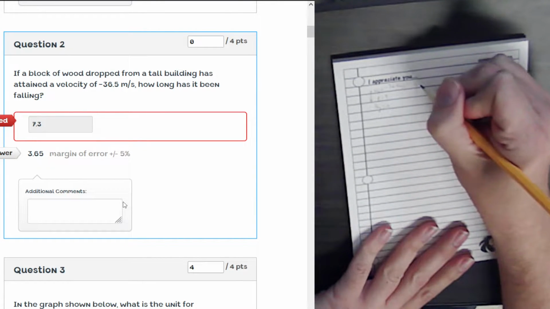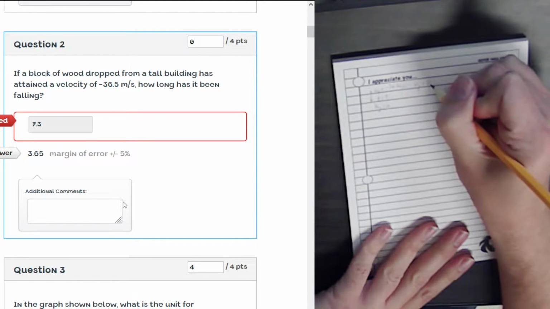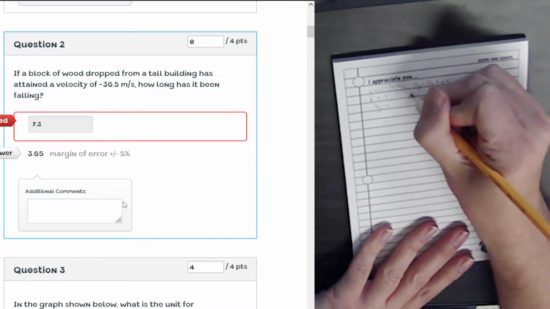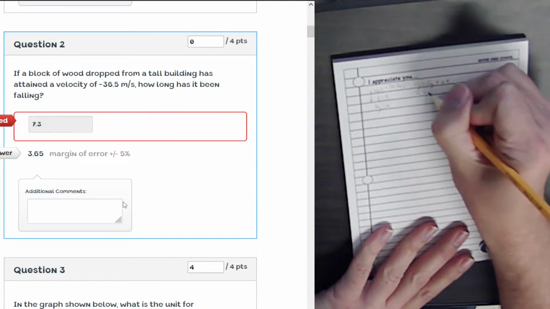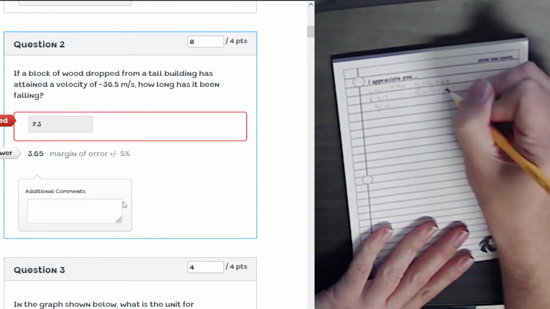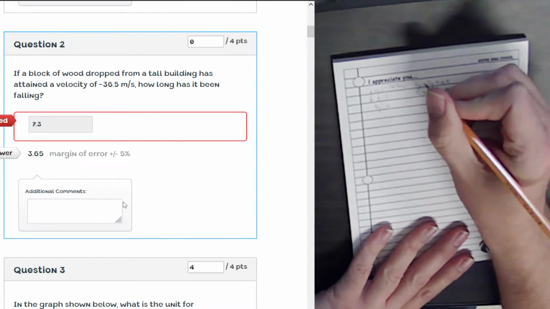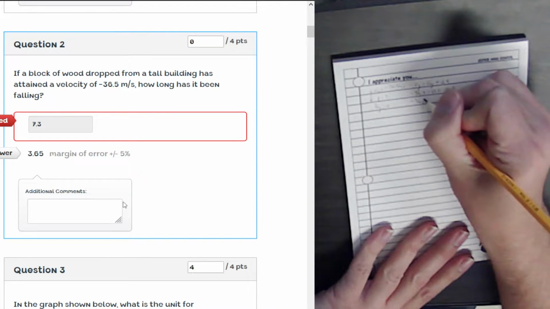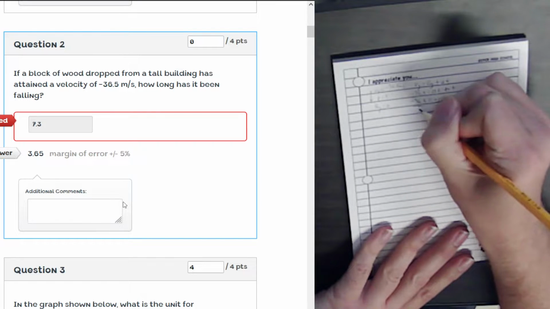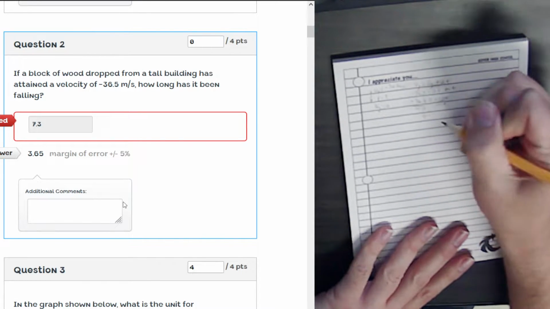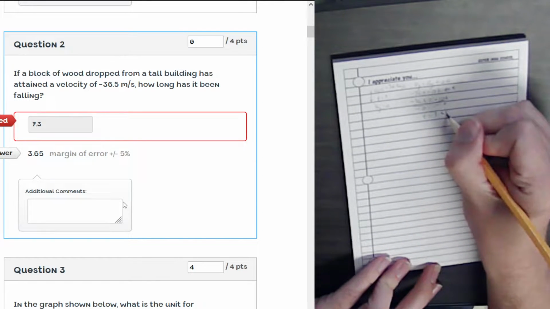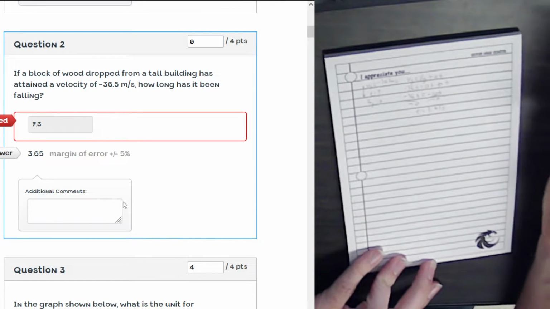And so then it says it's attained this at the bottom. So we've got our first kinematics equation. It says Vy equals V naught y plus AT. So Vy would be negative 36.5. That equals our initial plus negative 10 times time. So negative 36.5 equals negative 10t. We divide both sides by negative 10. And we get t equals 3.65 seconds. So that's it.